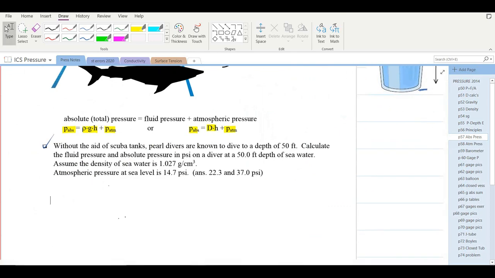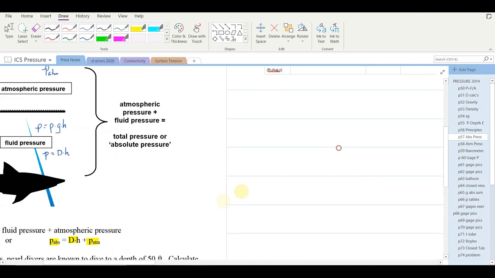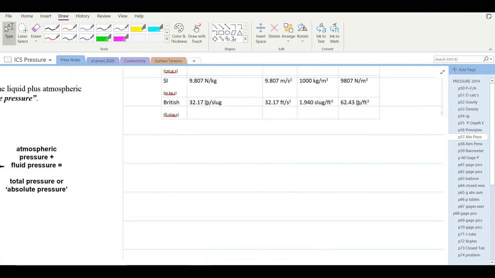Right, so here's a problem for us to do, to give some practice to this. Without the aid of scuba tanks, pearl divers are known to dive to a depth of 50 feet. Calculate the fluid pressure and the absolute pressure in PSI on a diver at a depth of 50 feet, and that would be in seawater. Now, we'll assume the density of seawater is 1.027 grams per cubic centimeter. Different oceans have different salinities. They are slightly different. This value comes from the CRC handbook, so it's a standard value for seawater. Again, I'd like you to do it in all three systems to get comfortable with the units.